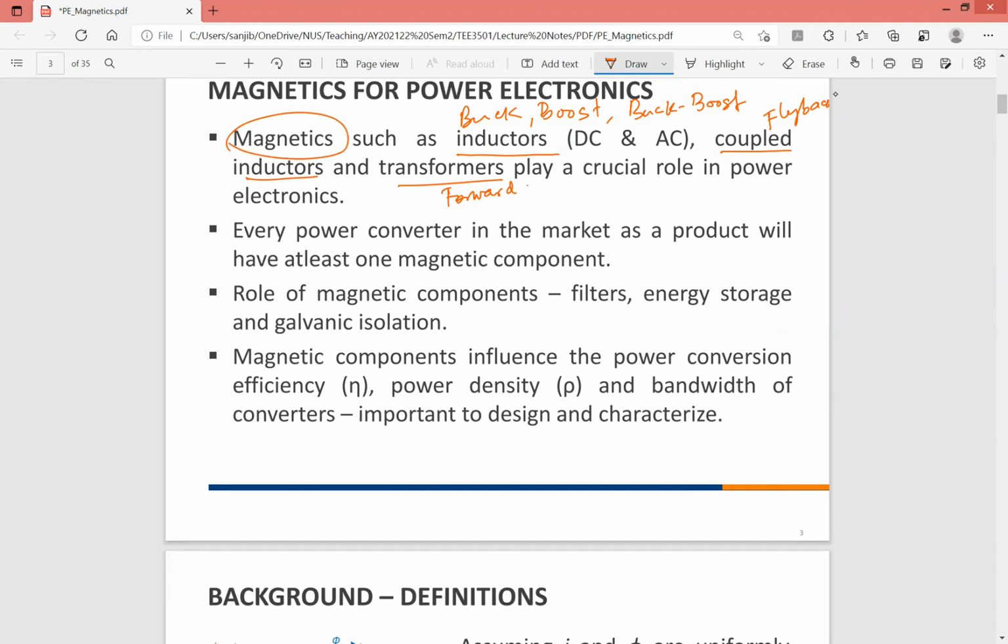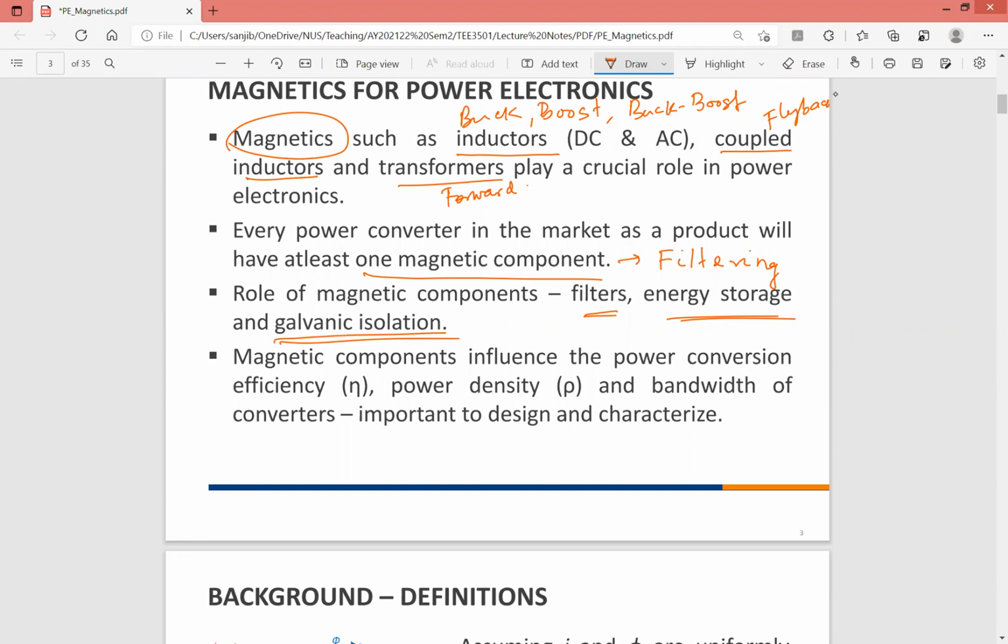Every power converter in the market as a product will have at least one magnetic component, right? All the converters we learned require one magnetic component, because the magnetic components act as filtering, right? When we do switching, the smoothing of the voltage and current is necessary. So we need filtering. Inductors and capacitors together do the filtering. So that's why this is a must in any power converter, right? And of course, a plain inductor does filtering or energy storage. In a coupled inductor, one charges, then it supplies power to the secondary side, or there is galvanic isolation, right? When there is a transformer, there is galvanic isolation between the low voltage and high voltage.